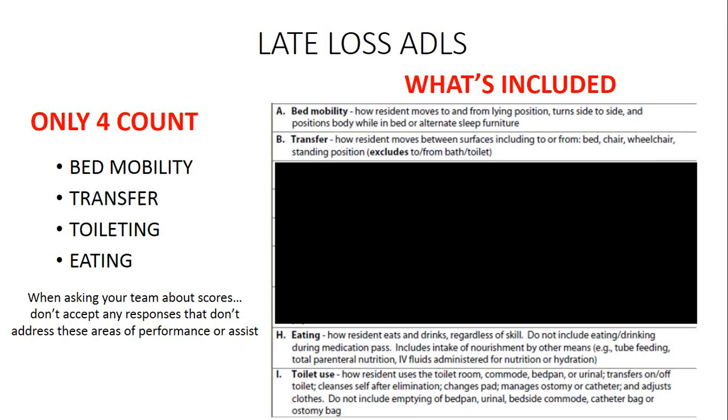And then toilet use: how the resident uses the toilet room, the commode, the bedpan, or urinal, how they transfer on and off the toilet, how they clean themselves after they've eliminated, if they change their own pads, how they manage their ostomy or catheter, and adjust their clothing. The only thing we don't count is how we empty the bedpan, the urinal, the commode, or a catheter. So there are lots of little pieces of this and how it gets coded.